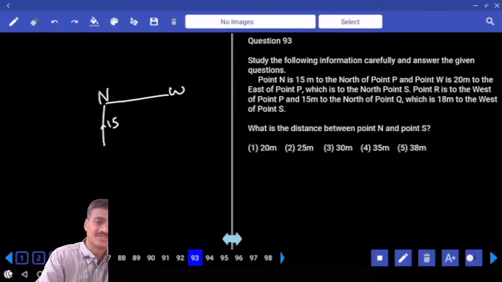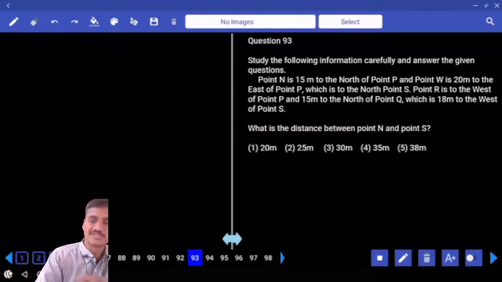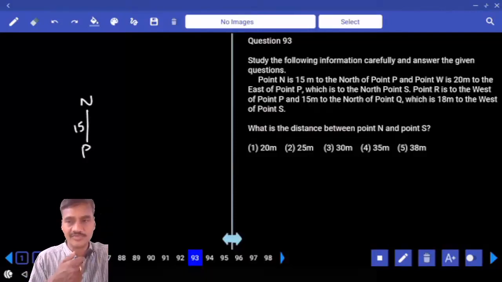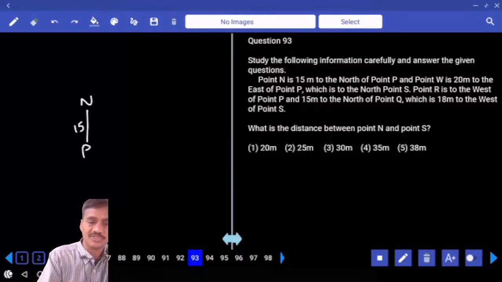N is 15 meters to the north of P. P is here, N is here. What is the distance between these two? 15. N is 15 to the north of P and W is 20 meters to the east of P.